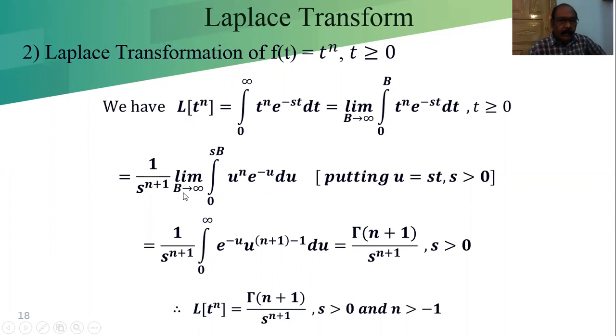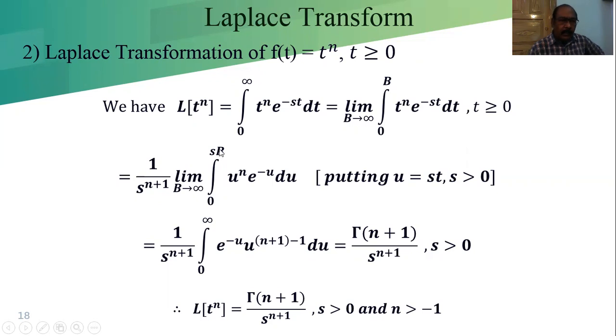and our limit is b tends to infinity, and the integration limits will change: when t is 0, u is 0. When t is b, u equal to sb. So from 0 to sb, u to the power n e to the power minus u du. This we can write in the form e to the power minus u, u to the power n plus 1 minus 1, from 0 to infinity, in the form of the gamma function.